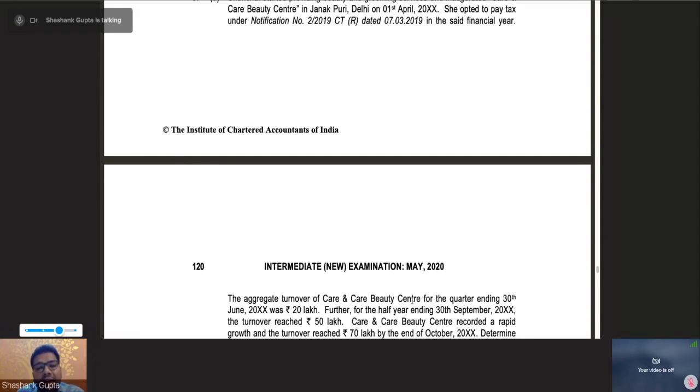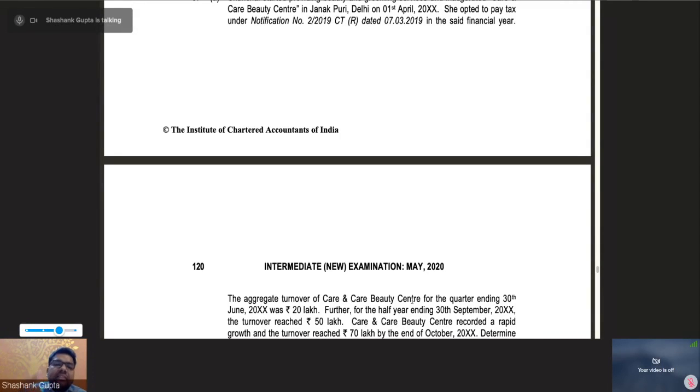So what is the net turnover on which Chanchal is required to pay tax? Beyond 20 lakh, because up to 20 lakh there was no registration, no liability. So 50 lakh minus 20 lakh is 30 lakh rupees. On 30 lakh rupees, she should pay tax at the rate of 6%. That is 1,80,000.